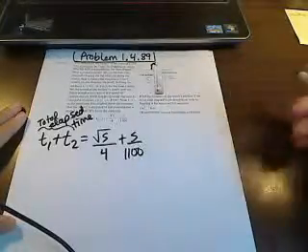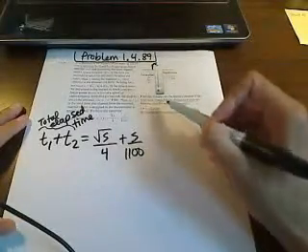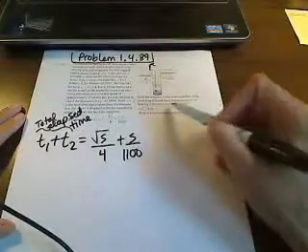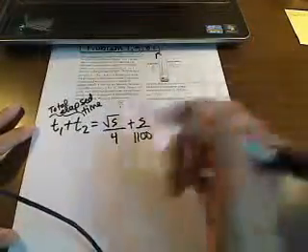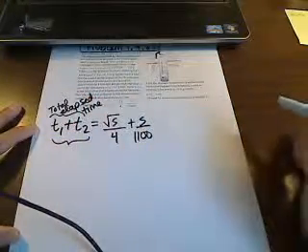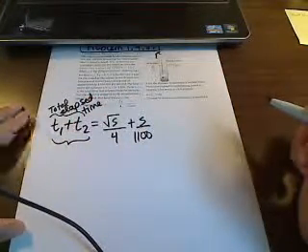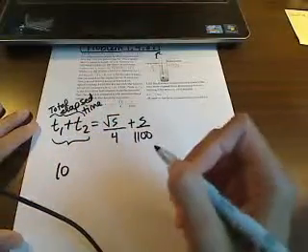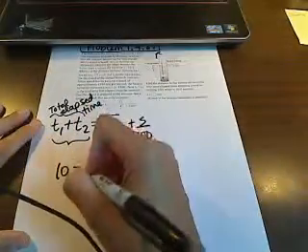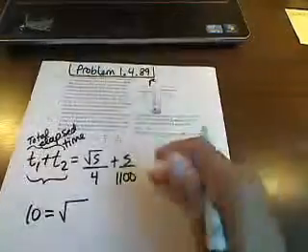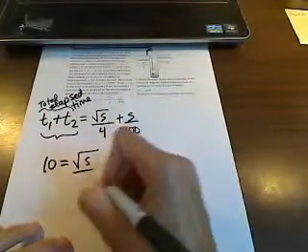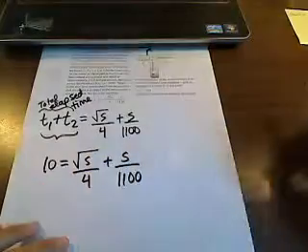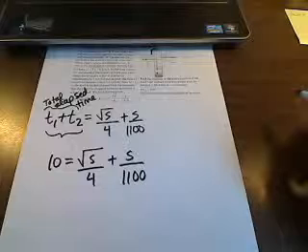All right, so the question that they're asking us is they want us to find the distance to the water surface if the total elapsed time is 10 seconds. So they're telling us that we're going to substitute in 10 for the total time. So it would just be 10, equal to the square root of s over 4 plus s over 1100. And then you're just solving from there.